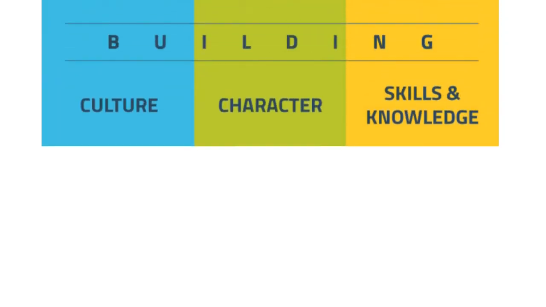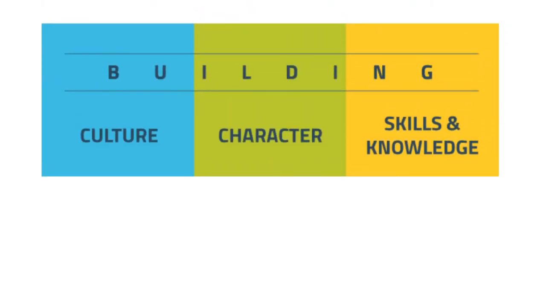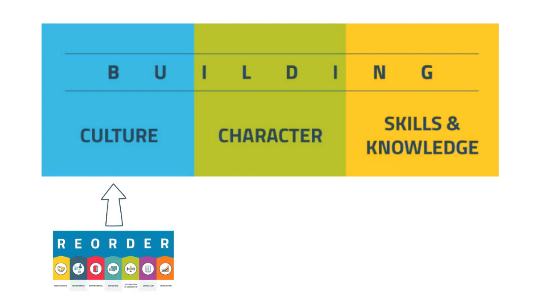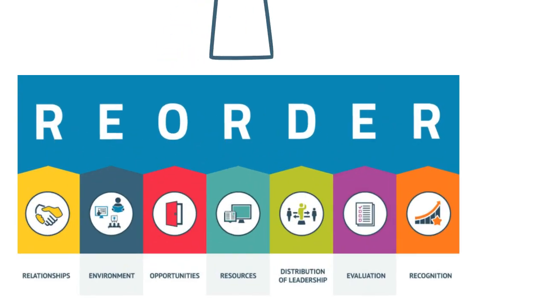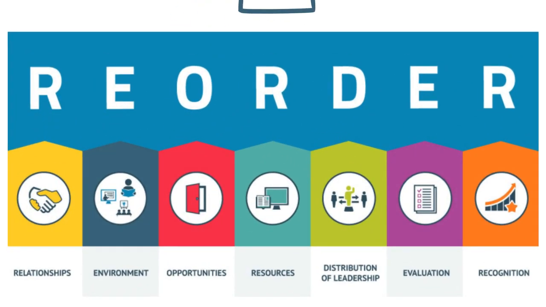Firstly, a reminder about the 3 core sets of activities or foundations upon which Pebble is built: culture building, character building, and skills and knowledge building. When it comes to culture, the reorder framework is a tool we use to help us better understand how to create a school or classroom culture that compels great learning. Each school has reorder posters hung throughout their classrooms and hallways to help both teachers and students remember the 7 elements: relationships, environment, opportunities, resources, distribution of leadership, evaluation, and recognition.